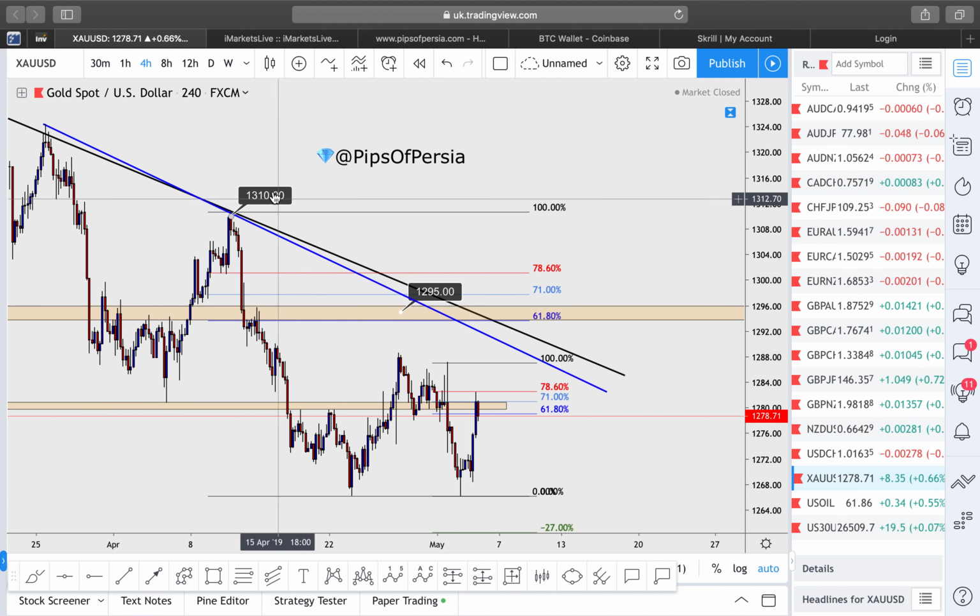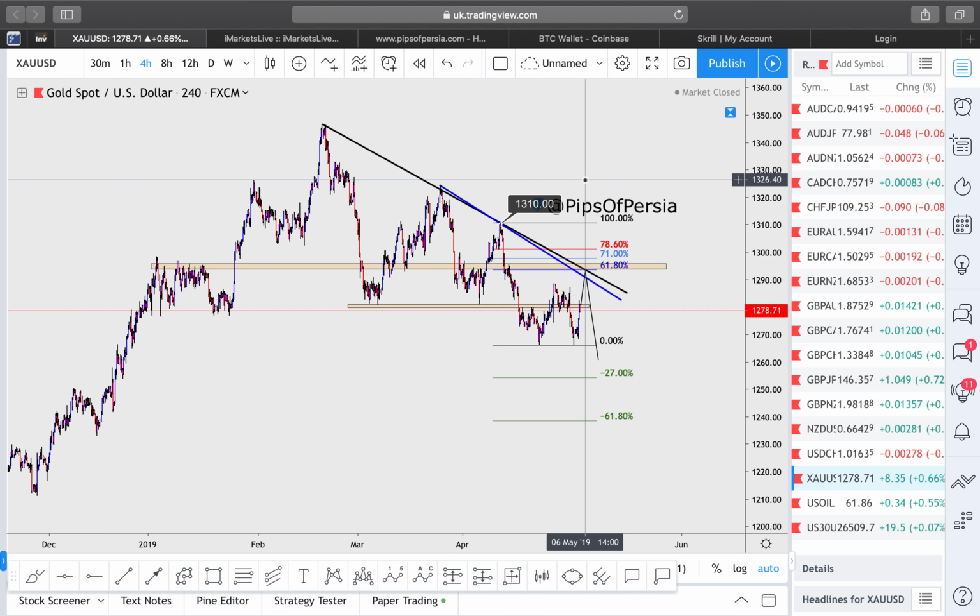And that is one potential scenario for a longer term position on gold. However, I can't see anything more clear on gold just yet. So I'm going to have to take more intraday trades for gold.